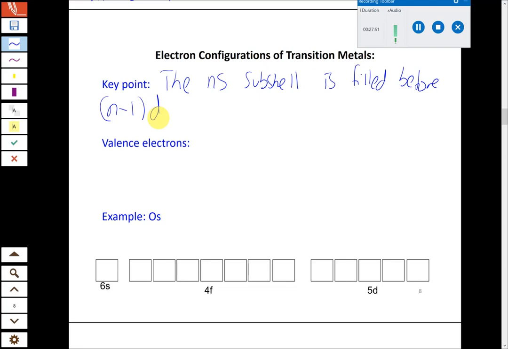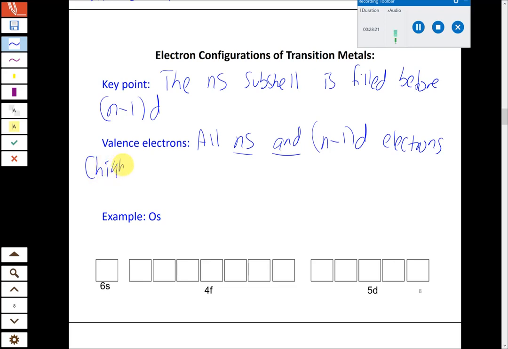Again, if you remember the arrangement of the periodic table, that comes directly from that because that middle part of the periodic table is the D block, but it's n-1 D, so you take off 1 from the row of the periodic table. And then when we're counting valence electrons for transition metals, it's going to be all of the S electrons, so there's going to be typically two S electrons in most transition metals, and all of the D electrons that are in the highest subshells.